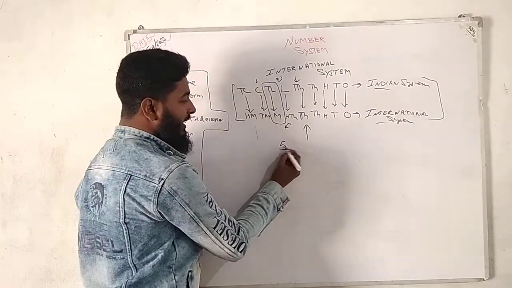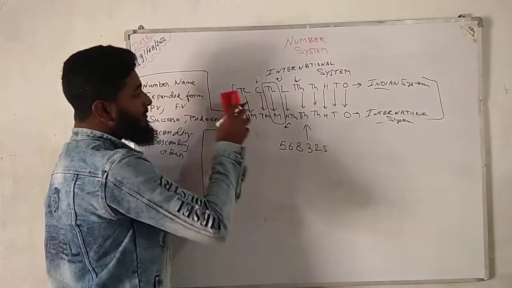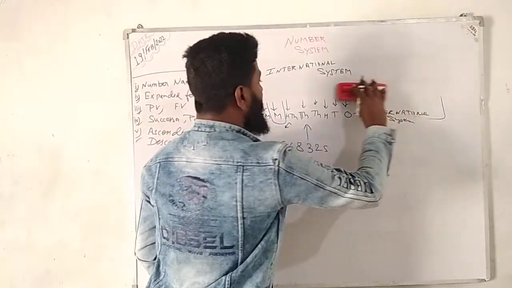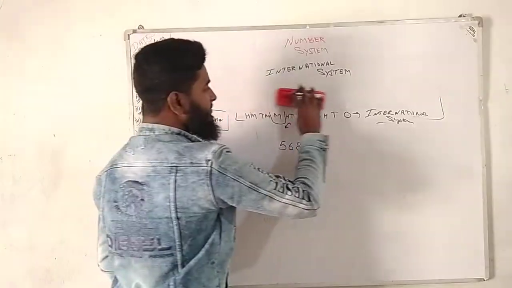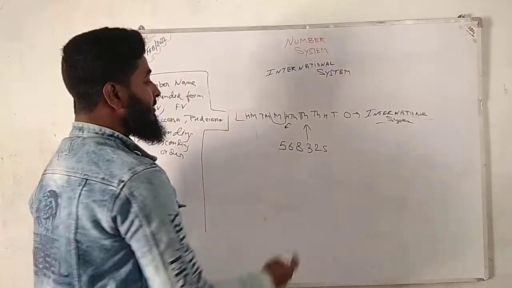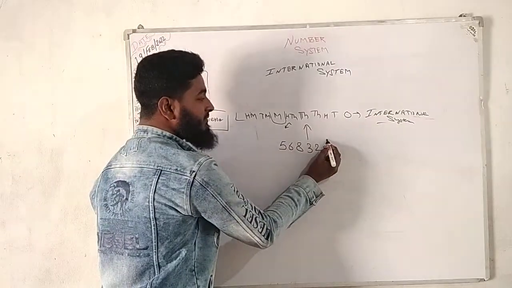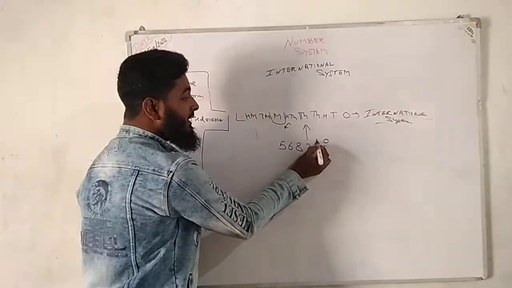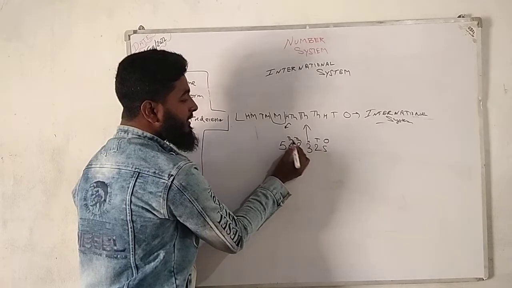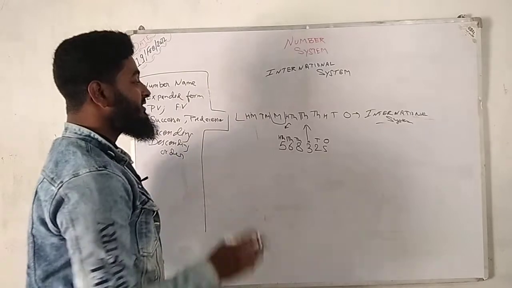So the number is like this. Suppose the number is 568325. Now we have to deal with the international system. There's no difference in the number, there's a difference in the method to write the number name. Again we have to write the place value name above the digit. It is ones, tens, 100, 1000, 10,000. Now 100,000, not lakh, because this is the difference.